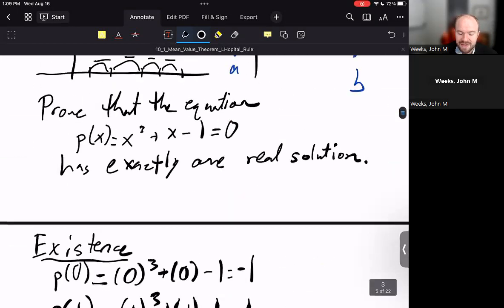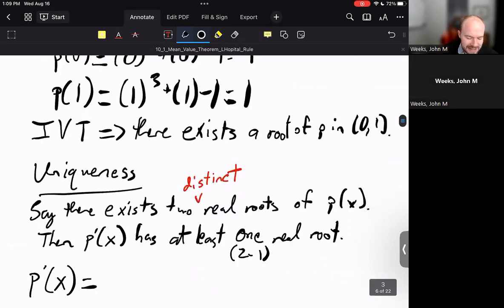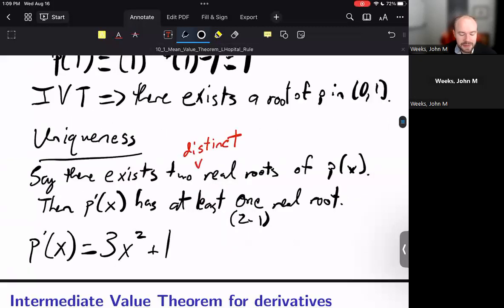Well, if I take a look here, I have x cubed plus x minus 1. So if I take that derivative, I get 3x squared plus 1. And I automatically see something that is a problem. 3x squared is always greater than or equal to 0, so 3x squared plus 1 is always greater than or equal to 1. This is a contradiction.